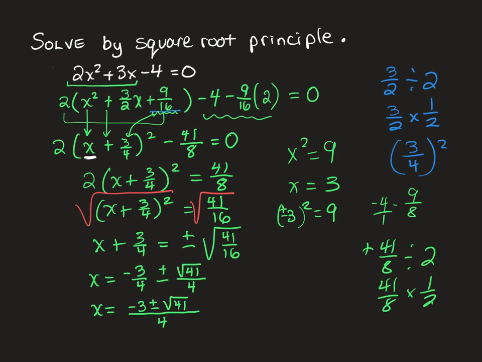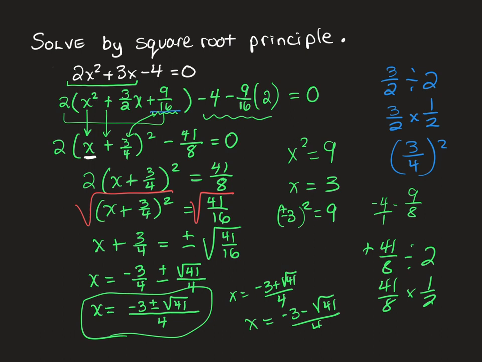Now 41, we'd want to check to see if we could write that as a mixed radical, but we can't. It's a prime number. So that would be your final two answers. One of them, x equals -3 plus root 41 over 4, and the other one, -3 minus root 41 over 4. And there we go.